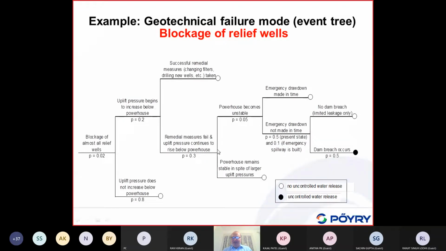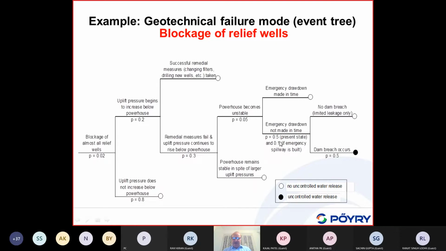If we fail to control the uplift pressure, the powerhouse becomes unstable. The powerhouse remains stable with about 95%, and here is a 5% chance. When the powerhouse becomes unstable, we have to make an emergency drawdown of the reservoir by opening a spillway. If we can do that, it is okay, the plant is safe. If the emergency drawdown cannot be made in time because of failure of these gantry cranes, which I've mentioned, this of course depends on different assumptions with the spillway. We assume about 0.5.